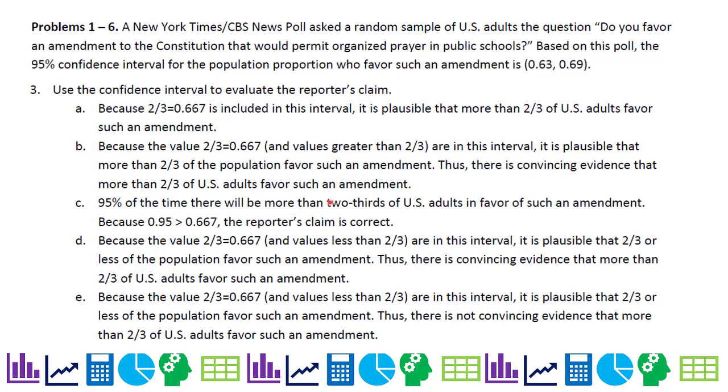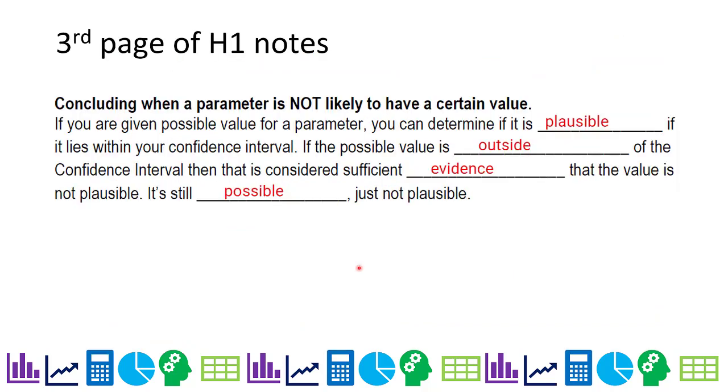Number 3, use the confidence interval to evaluate the reporter's claim. So if you look at the solutions, we're looking at plausibility that more than or less than 2/3 of adults are in the interval. So first of all, how do we determine plausibility? Well, if you look at the third page of your H1 notes, concluding when a parameter is not likely to have a certain value.